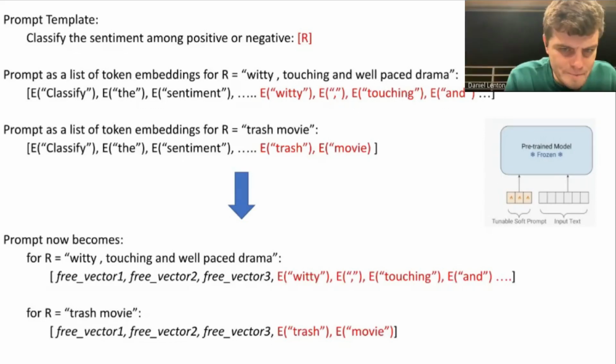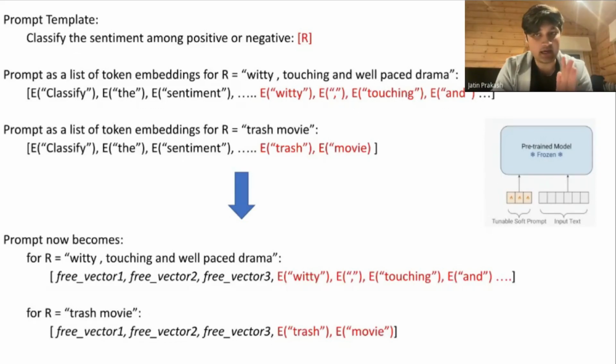Now I'm focusing on the part below the arrow. Let's say I come up with a new prompt where I take the embedding of, say, trash and the embedding of movie, and then I prepend three free vectors, or free embeddings, to that list. So my prompt actually becomes free vector 1, free vector 2, free vector 3, followed by the review.